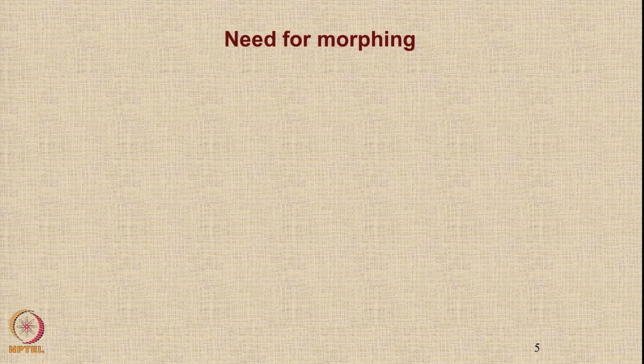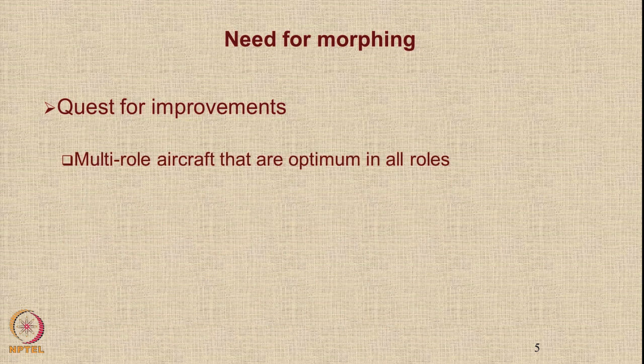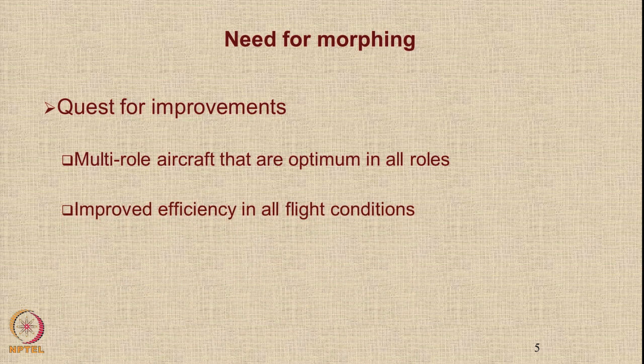What is the need for morphing? As I said, morphing is shape change for improvement. There is a constant quest for improvement in aerospace engineering. We are looking for multi-role aircraft which are optimum in all the roles, not that you use it for one particular role optimally and in the other roles it is suboptimal. No, we want it to be optimal in all the roles. We would like to have improved efficiency in all flight conditions, not just one.